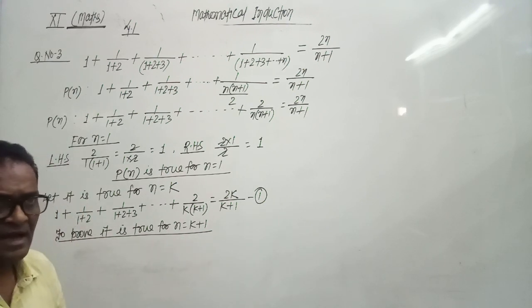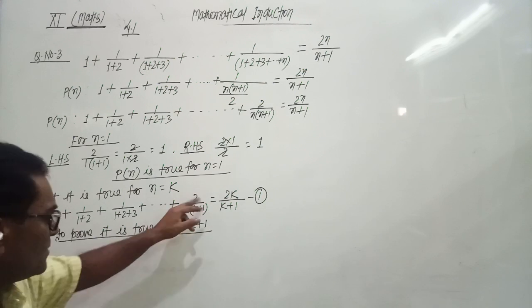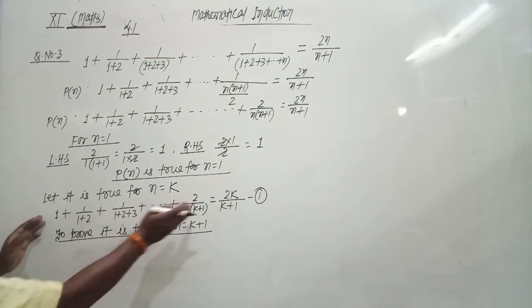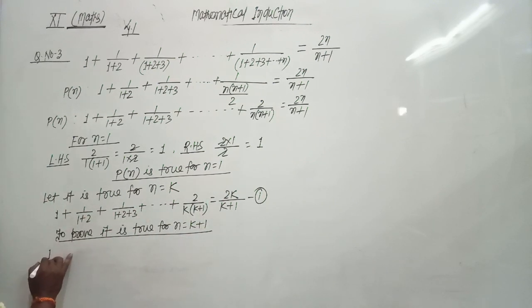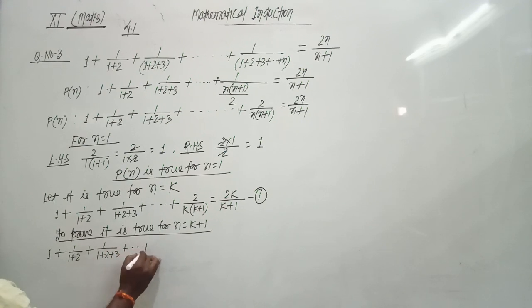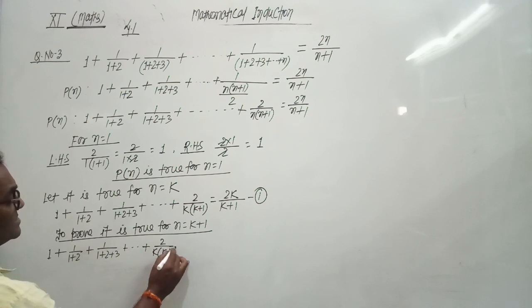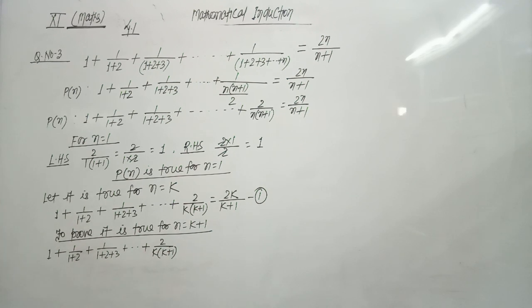And for writing the term up to k plus 1, first we will write the term up to k term. So we write here as it is: 1 plus 1 upon 1 plus 2 plus 1 upon 1 plus 2 plus 3 plus ... plus 2 upon k into k plus 1. This is the term up to k term.